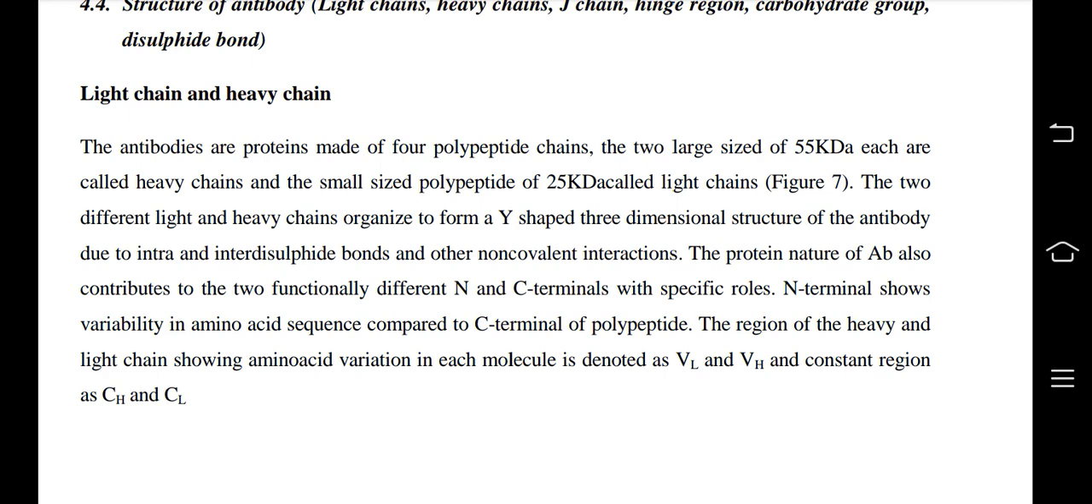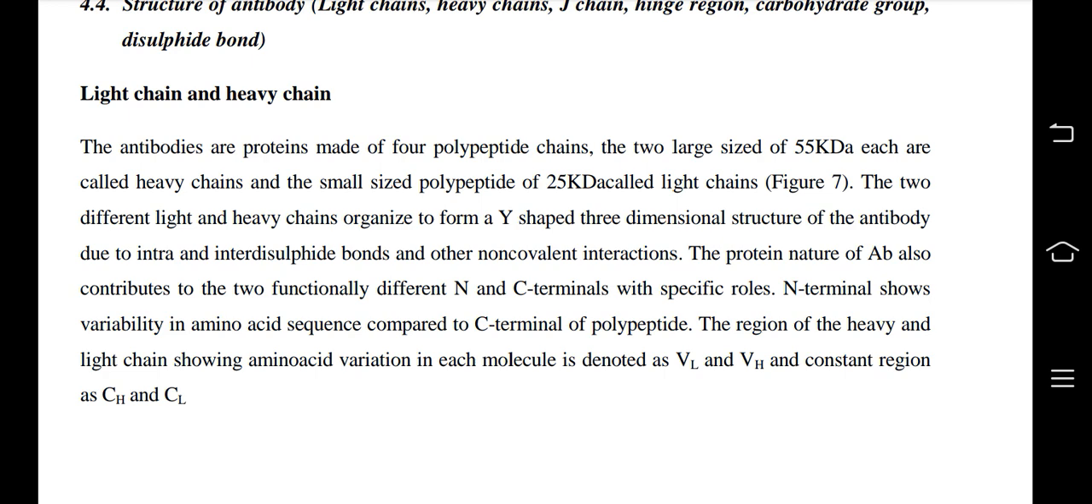The two large polypeptides of 55 kilodalton each are called heavy chains, and the small polypeptides of 25 kilodalton are called light chains. The two different light and heavy chains organize to form a Y-shaped 3-dimensional structure of the antibody due to intra and inter disulfide bonds and other non-covalent interactions. The protein nature of antibody also contributes to the two functionally different N and C terminals with specific roles. The N terminal shows variability in amino acid sequence compared to the C terminal of the polypeptide.